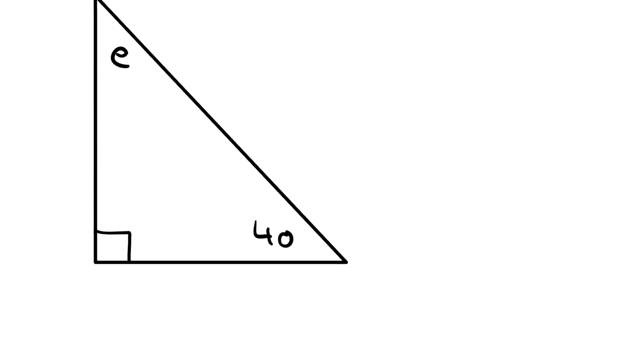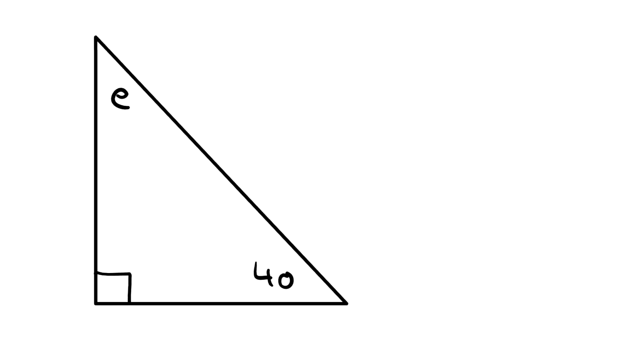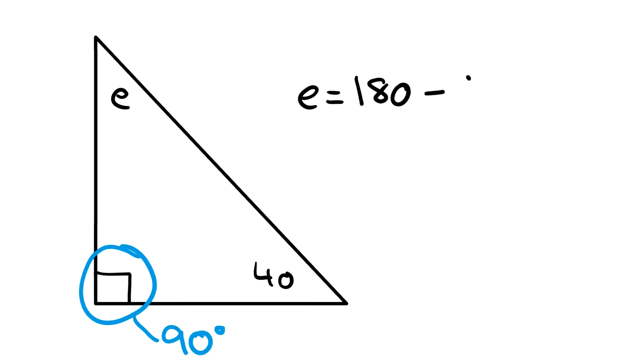We'll do one more. The reason we're doing one more here is because of this symbol here. Remember, that just means it's 90 degrees. So E is going to equal 180 minus 90 minus 40. And we get E equals 50 degrees.